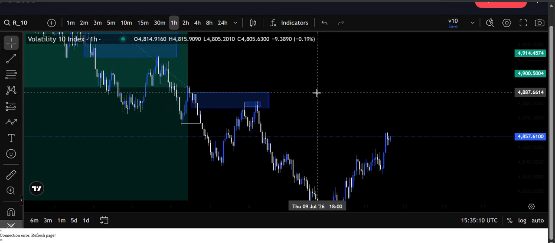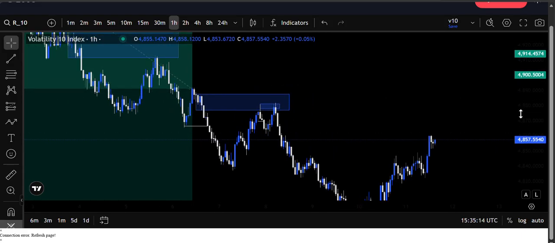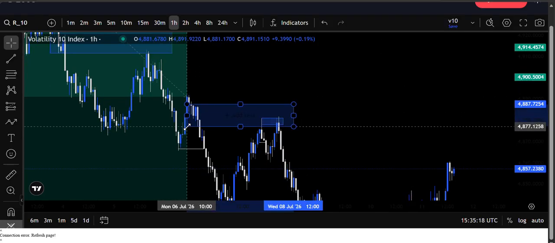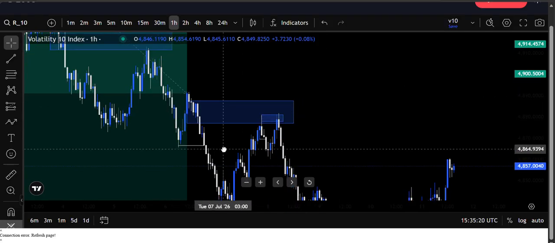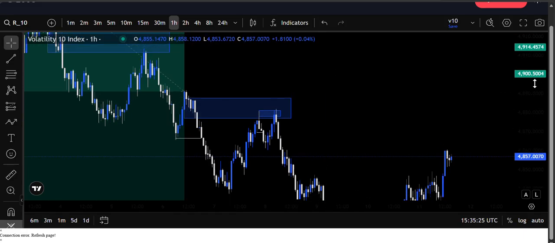So if we refine this zone further, this is the order block on the 1 hour time frame. So we have this order block. There was a break of structure to the downside. So we have this zone. The same pattern, the exact same pattern.